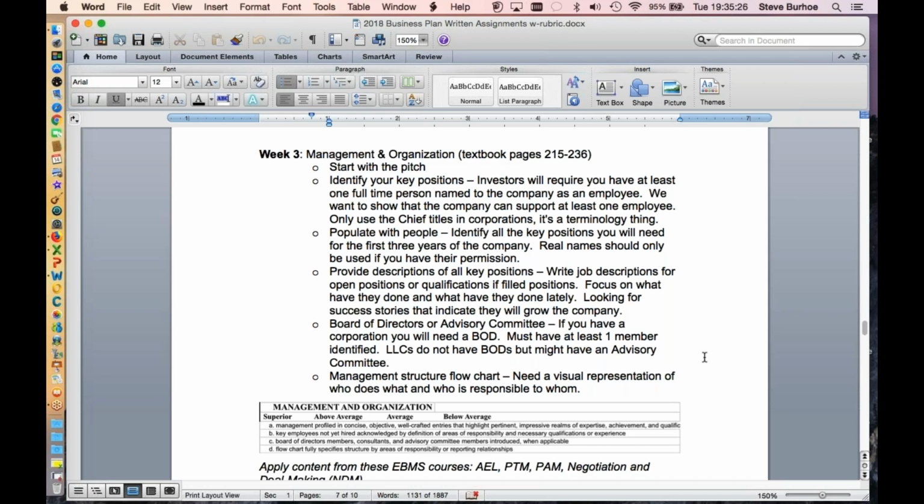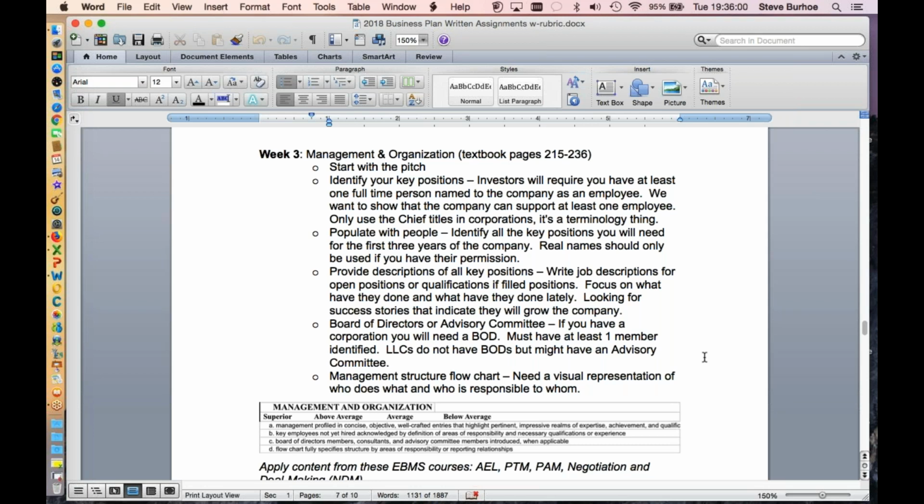I have had people use chief in their LLCs, which, again, they don't tell you you can't, but they're expecting whenever they see CEO that you're a corporation. So try not to use it if you're an LLC. And it's just, again, a terminology thing. Populate it with people. But the one thing I tell people is make sure that you have their permission.